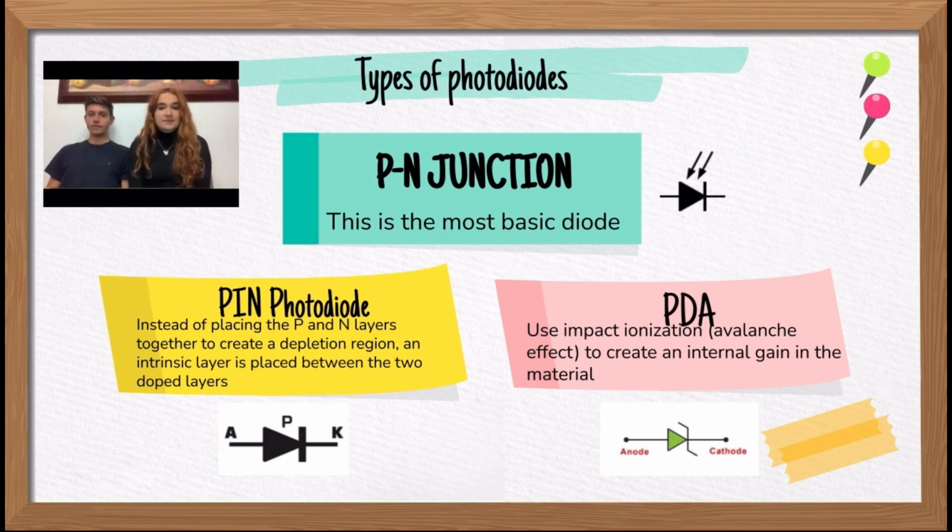Then we have the symbol of each photodiode. First, we have the PN junction that is the same as the normal diode with the two arrows on top. Second, we have the PIN photodiode symbol, which is the same as a normal diode but with a P on the top. Then we have the APD diode, so the symbol is the same as the standard diode, and that's all of the three different types.